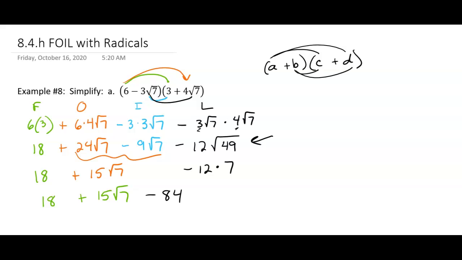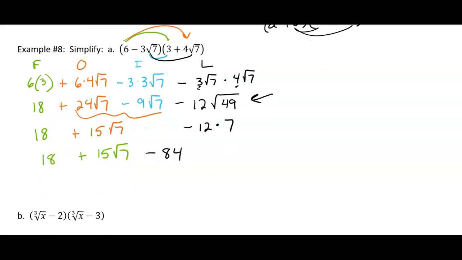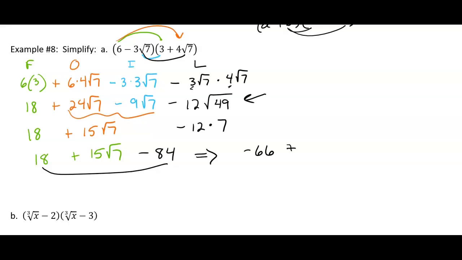Okay, sometimes students forget this last step, but that 18 and the minus 84, those can be combined. So we usually put the non-radical part first. So 18 minus 84, what's that? 66? All right, I'm having a pokey day today. I'll double check it. Yes. Okay. Plus 15 square root 7.